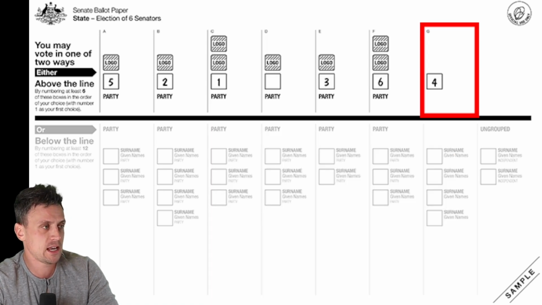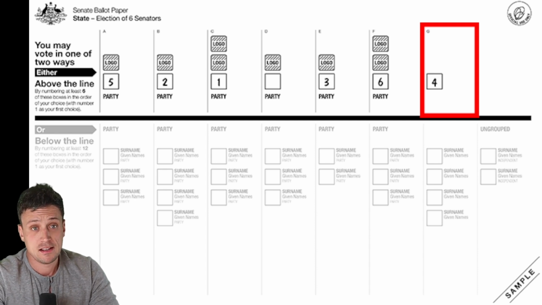I hope that makes sense. Okay, so this is 100% a valid vote. You can put a number in this blank box above the line because it represents the names that are featured below the line. Okay, so once again, a good rule of thumb is 1 to 6 above the line.